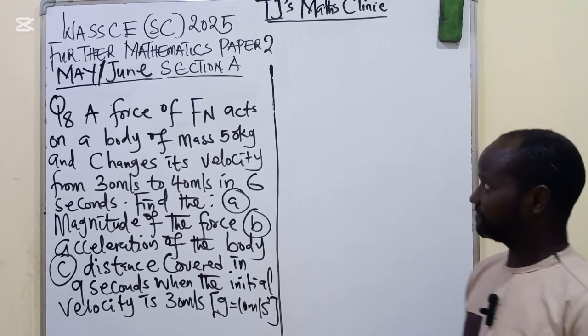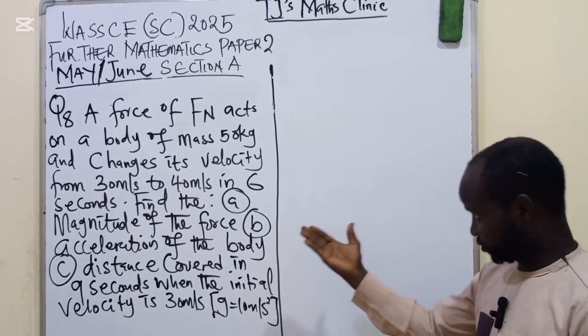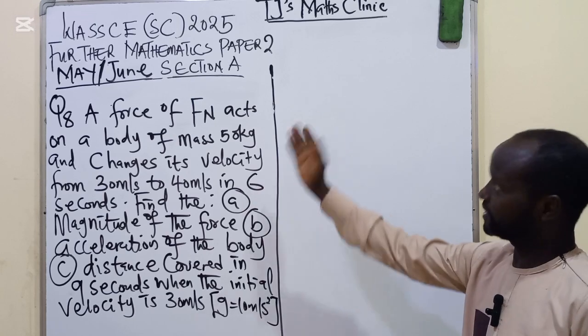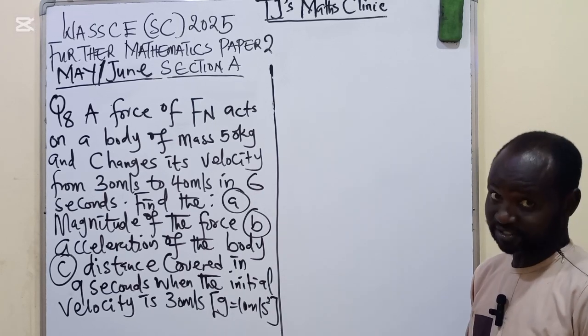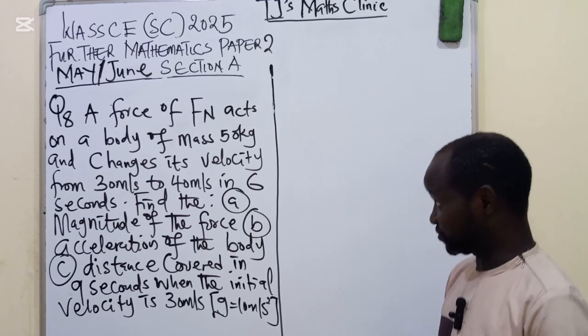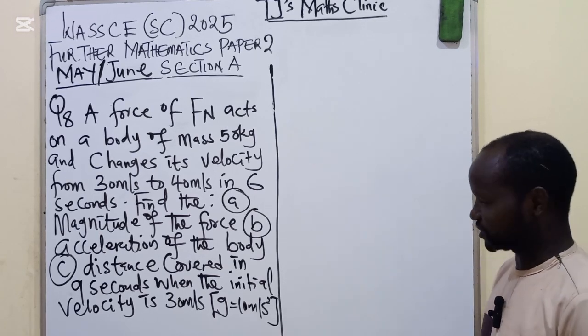Still on WAEC 2025, this is for school candidates. With us here is Further Mathematics, Paper 2 May June, Section A, Question 8, the last part of Question 8. This Question 8 carries 6 marks. In my previous video, I have solved Question 1 to 7. Let's consider this Question 8.